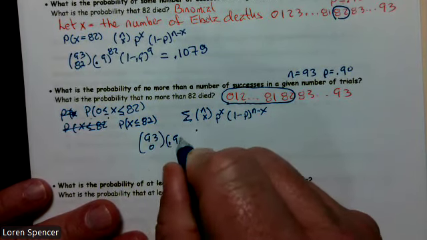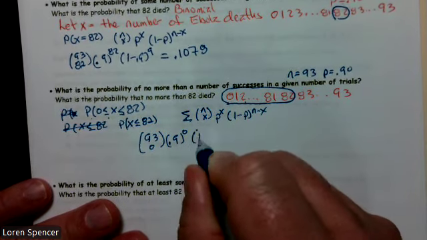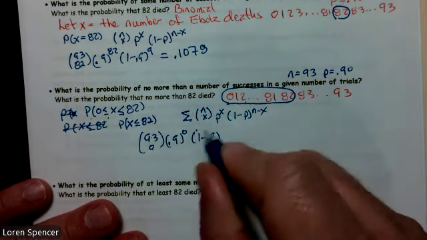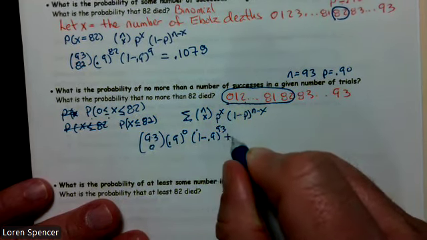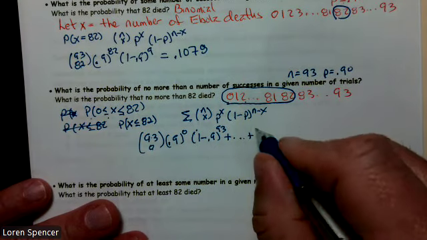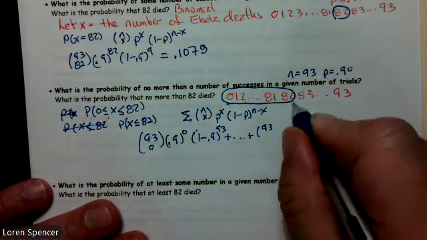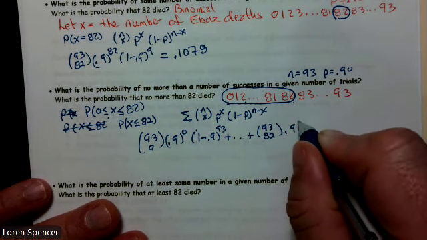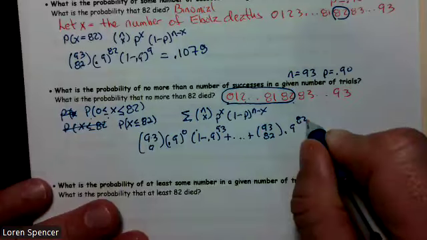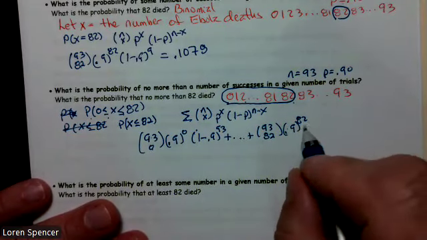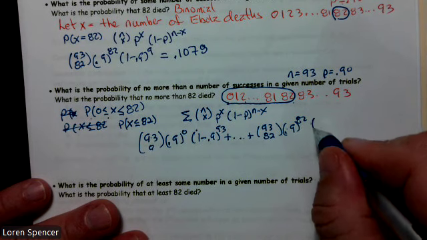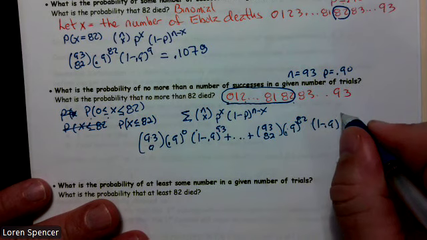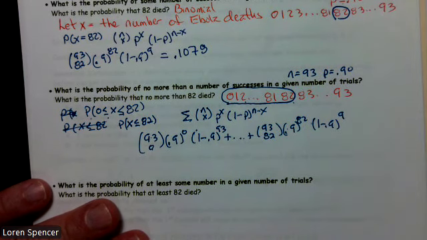The death rate is 0.9 to the 0 times 1 minus 0.9. That's the people who survived. And 93 minus 0 is 93. Plus dot dot plus. The highest value we circled was 82. 93 choose 82, 0.9 to the 82nd, and 1 minus 0.9. And 93 minus 82 is 9. So let's go ahead and do this.